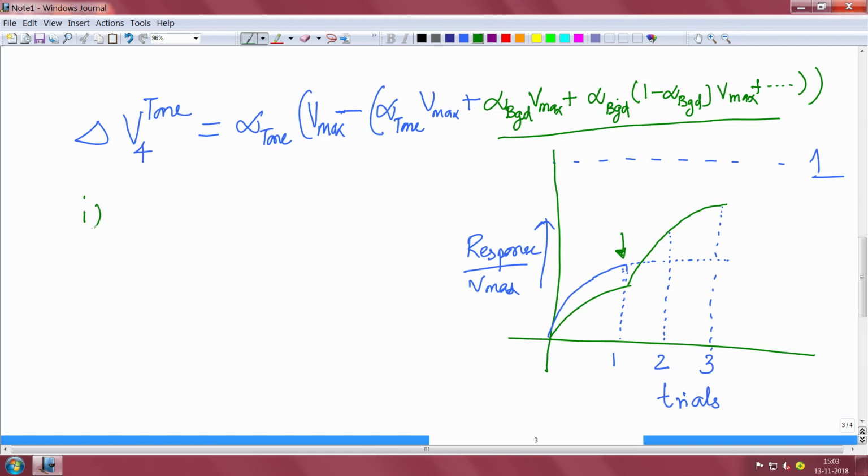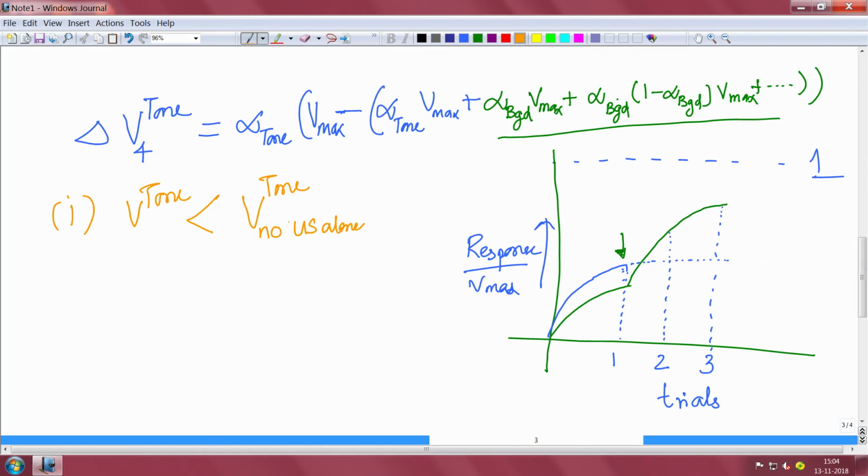So, number 1, what we see is that the learning to tone is lesser than the learning to tone when the CS is presented in a contingent manner, which is, let us call it, no US alone events.